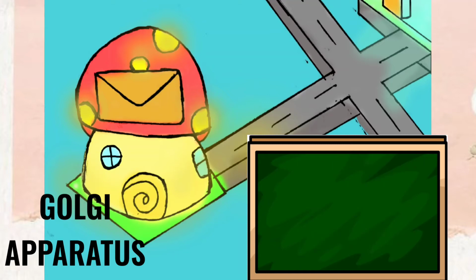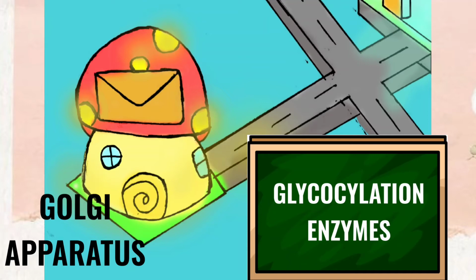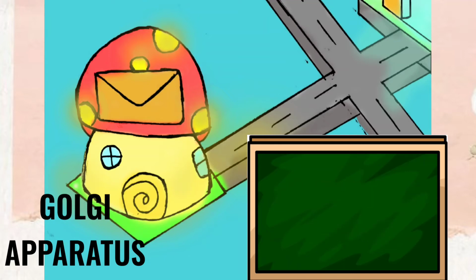It contains a collection of glycosylation enzymes that bind various sugar monomers to proteins as they go through the apparatus, making it particularly important in the preparation of proteins for secretion.